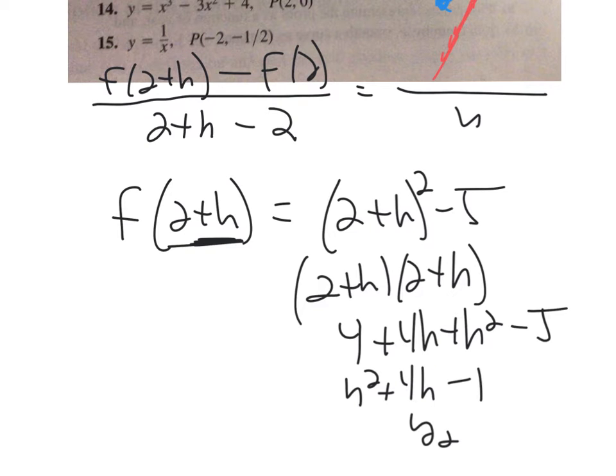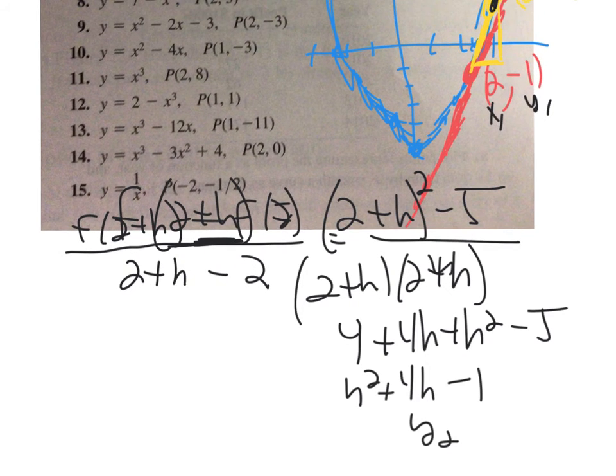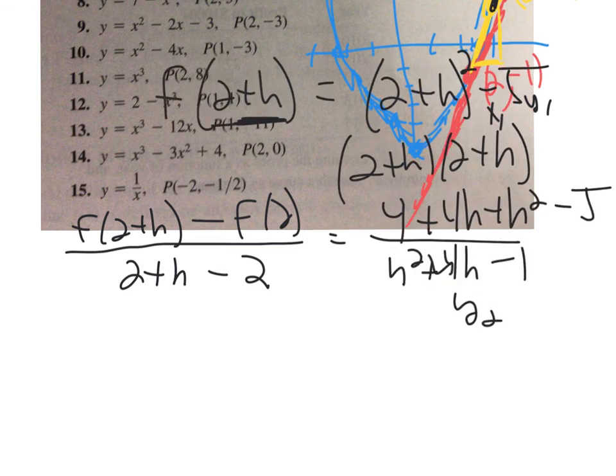Now we're going to find f of 2. Well, we already know what f of 2 is. We could substitute it into the equation and find it, but we already know because it's that point there, right? We know that that's f of 2. When x equals 2, y equals negative 1. So let's just drop those into the slope formula here.